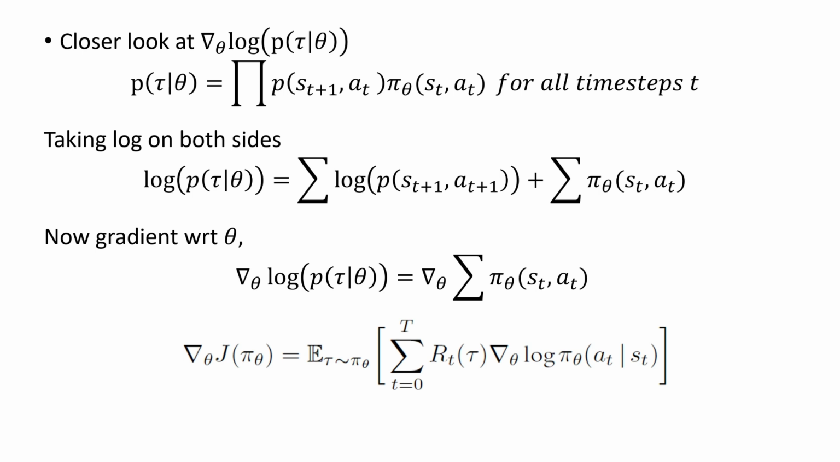So now let's take a closer look at this term. This is the probability of having a trajectory tau given theta. The probability would be, let's say I'm in state st at time t, then I select an action at, and the probability of that would be pi, given by this term here, pi of theta given st and at, and I end up in the next state.